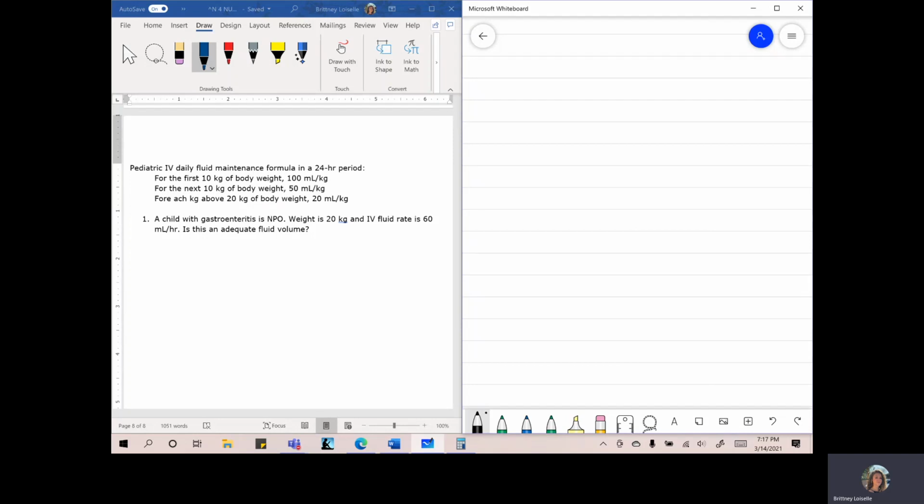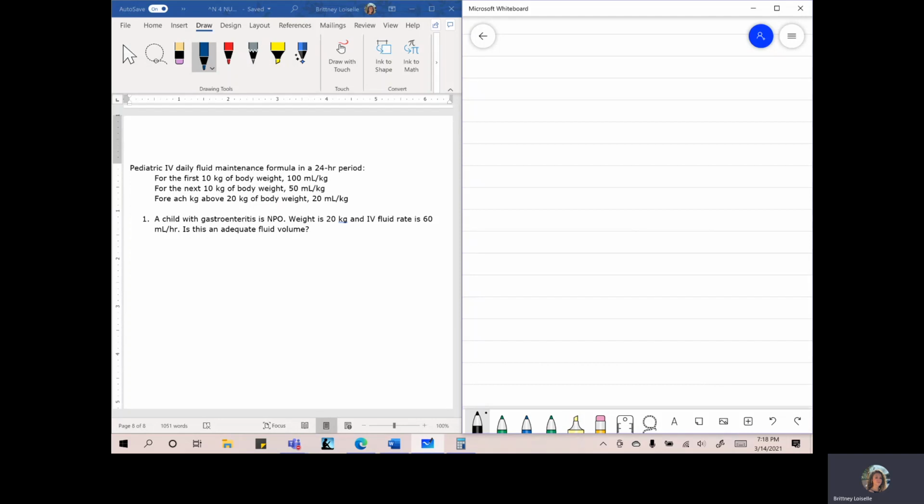the dimensional analysis method. So here on the left we have our question, and we have our formula that you should remember, especially for your pediatrics class. So, pediatric IV daily fluid maintenance formula in a 24-hour period. For the first 10 kilograms of body weight, you give 100 milliliters of fluid per kilogram. For the next 10 kilograms of body weight, you give 50 milliliters per kilogram. And for each kilogram above 20 kilograms of body weight, you give 20 milliliters per kilogram.